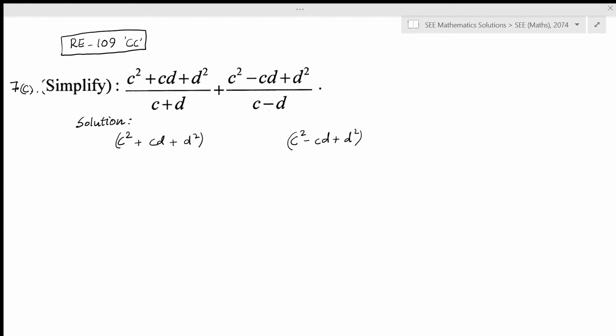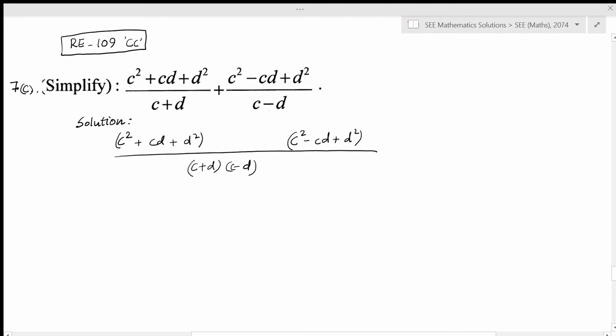Let me just write the LCM over here. So LCM is c plus d times c minus d. So what we have to do is, for the first one, c square plus cd plus d square, there was only c plus d at first, right? There was no c minus d when we started. So we have to multiply this term with c minus d.